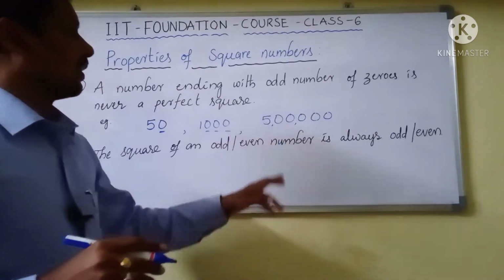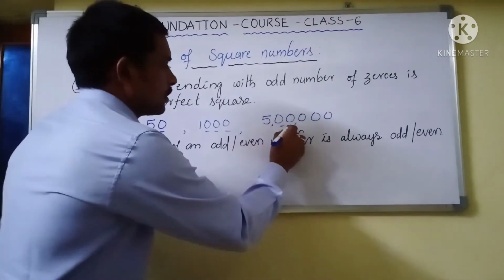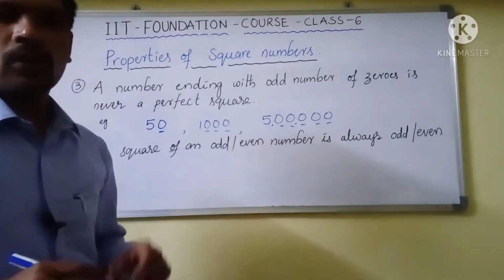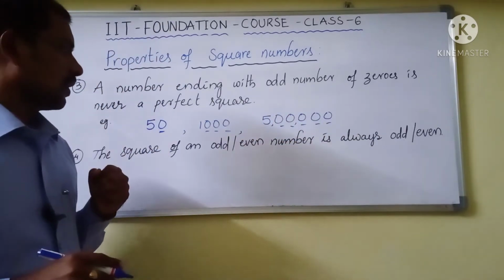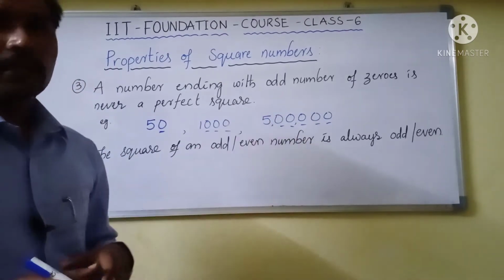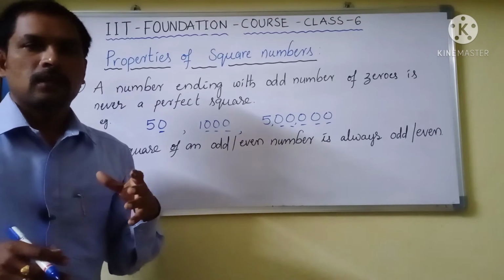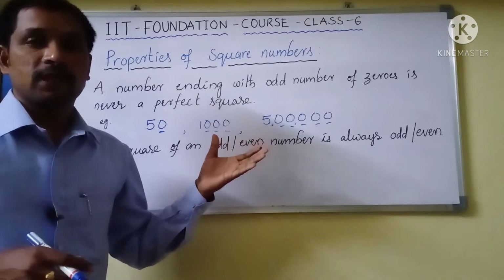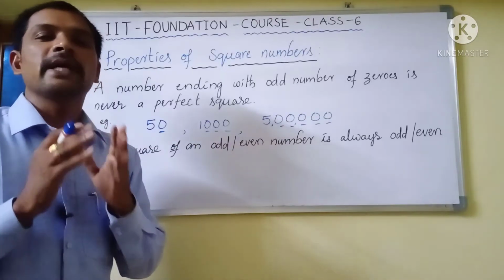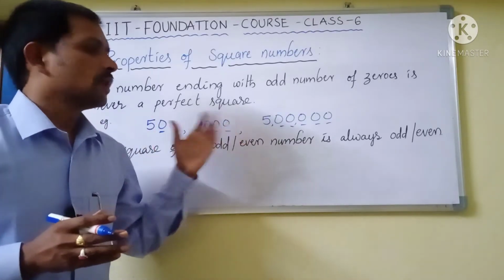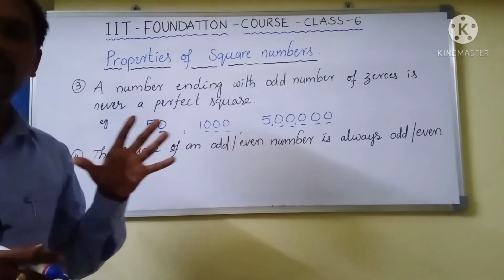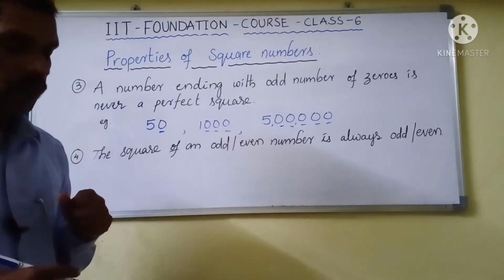5 lakhs has 1, 2, 3, 4, 5 zeros. This is also an odd number of zeros. So 50,000 and 5 lakhs are numbers having an odd number of zeros. Such numbers are not going to be perfect squares.